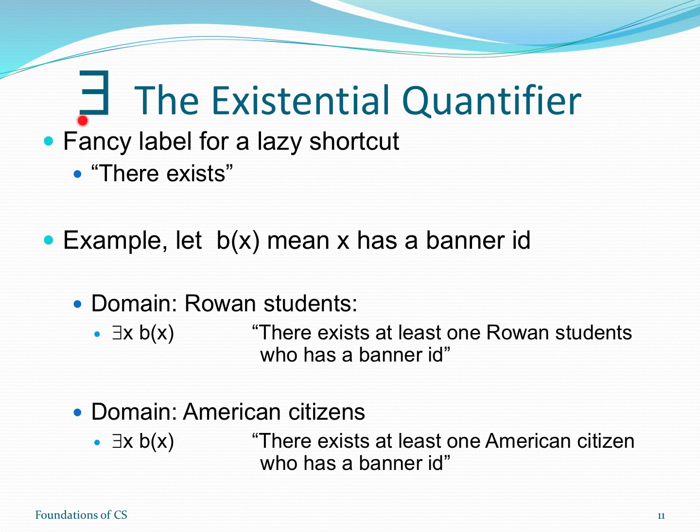And the other quantifier that we talk about is this backwards E, which stands for there exists. It's just a fancy way of saying there exists at least one. There's at least one of these things. So if B of X means X has a banner ID, and my domain is Rowan students, I can say there exists at least one Rowan student, one thing in my domain, that has a banner ID. And of course, I can say exactly the same expression for American citizens. There exists at least one X in my domain of American citizens that has a banner ID.